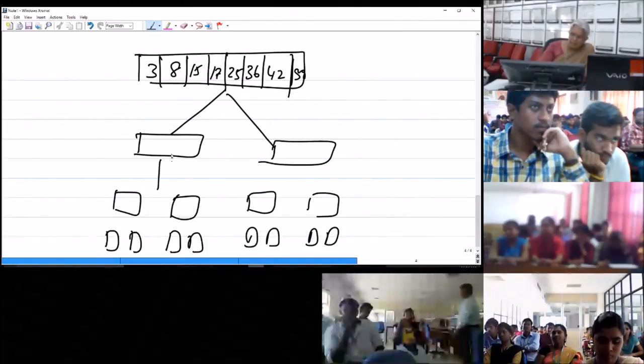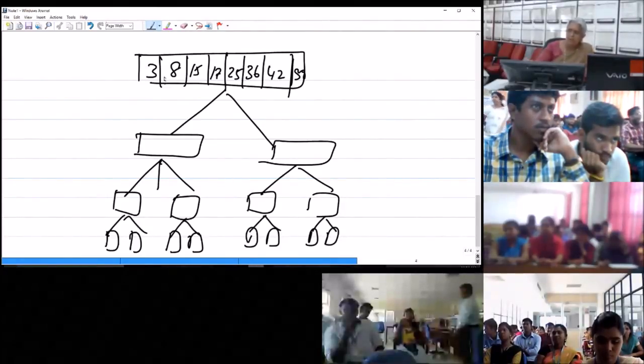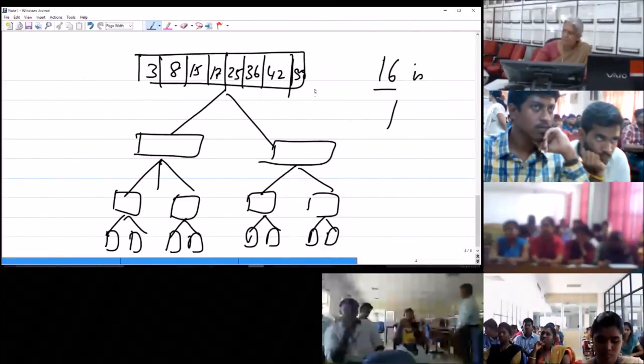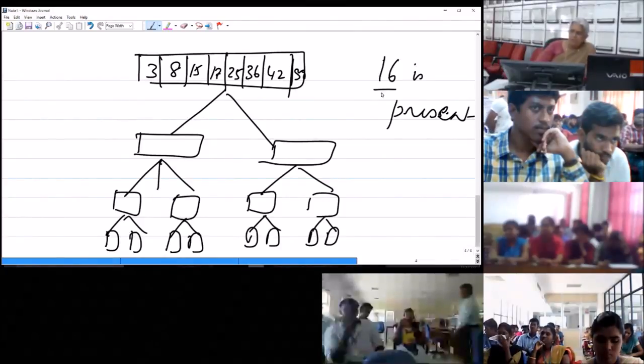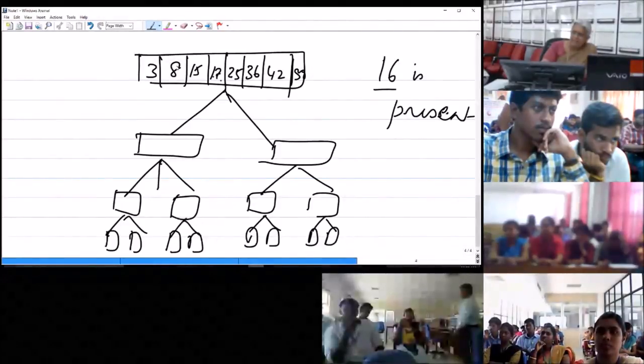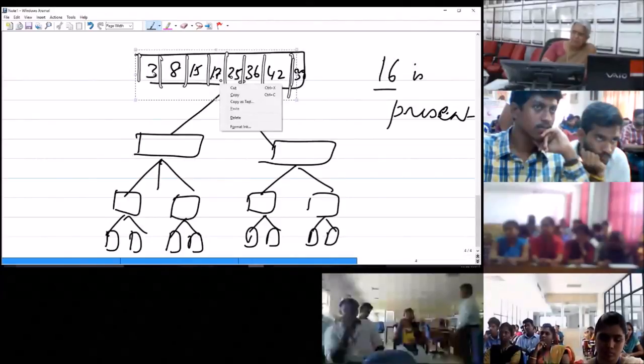So now, if you look at it, what is it that we are doing? Every time, we are dividing the array into two parts. And we are only, so let us say I want to check if number 16 is present in the array. So first time, what did I do? I divided the array into two. I compared it with 17 here, because that's the middle of the array. It's less than 17, so you go to the left of the array.